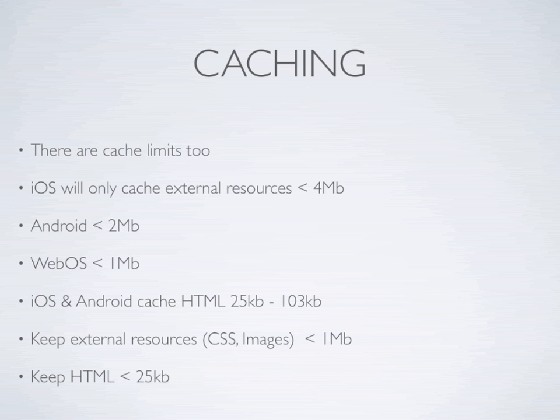Devices will also limit what and how much they will cache. Ryan Grove from Yahoo went and documented a lot of this stuff, as the mobile vendors haven't really released that much info about it. iOS will only cache external resources that are less than 4 megabytes and HTML in the range of 25 to 103 kilobytes. Android's cache is a bit smaller at 2 megabytes with the same HTML size, and WebOS is smaller still with only 1 megabyte. Again, HTML is the same.